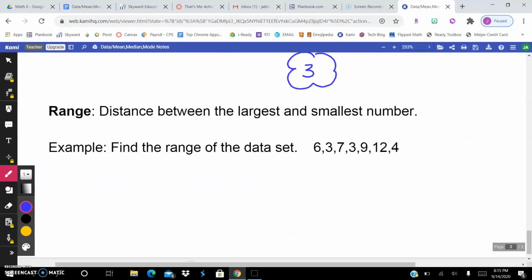And our last vocab here is range. Range is the distance between the largest and smallest number. So our example is find the range here. Find the largest number, looks like 12. And subtract the smallest number, which is 3. 12 minus 3 is 9, so the range is 9.